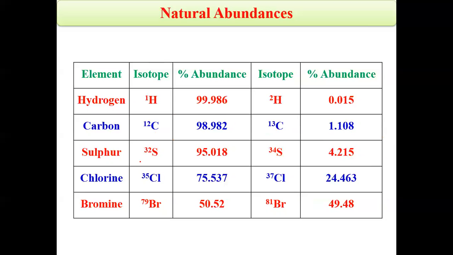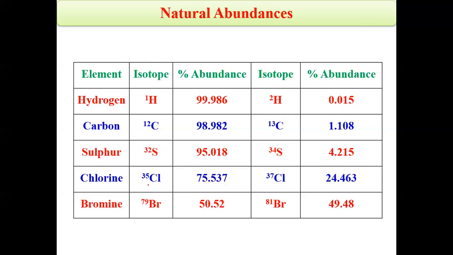Sulfur exists in two different forms. One is sulfur 32 and one is sulfur 34. Sulfur 32 has a natural abundance of 95%, while sulfur 34 has approximately 4.2%.